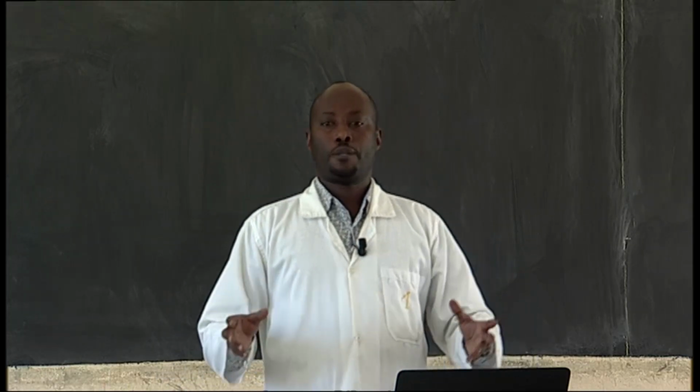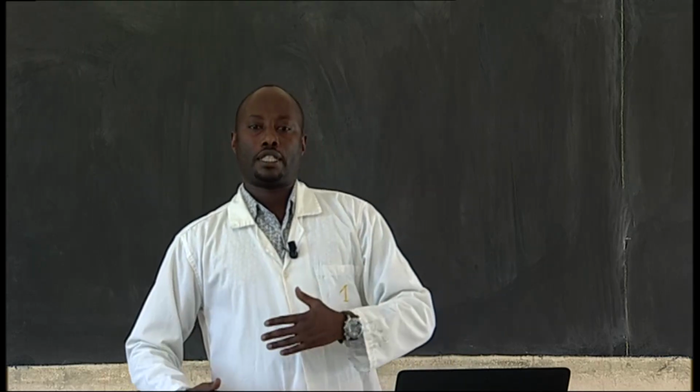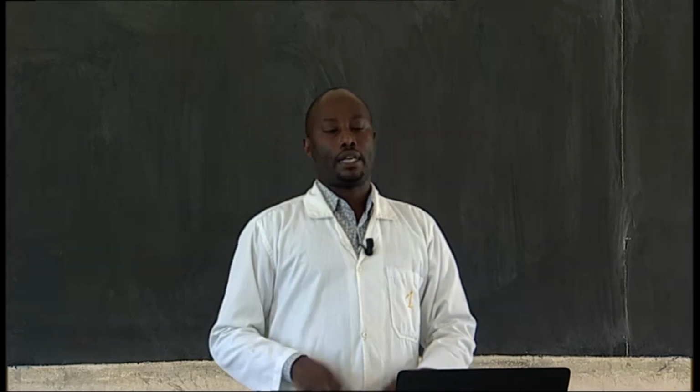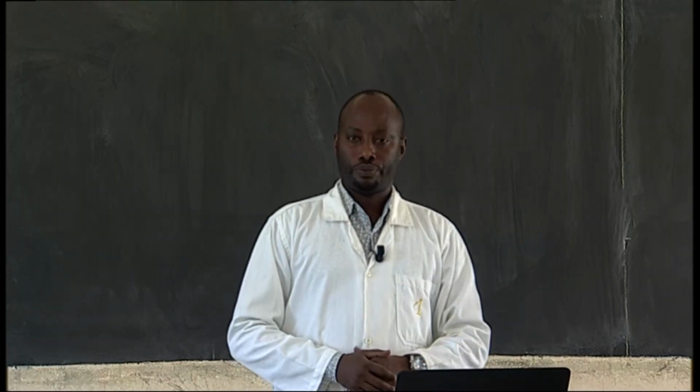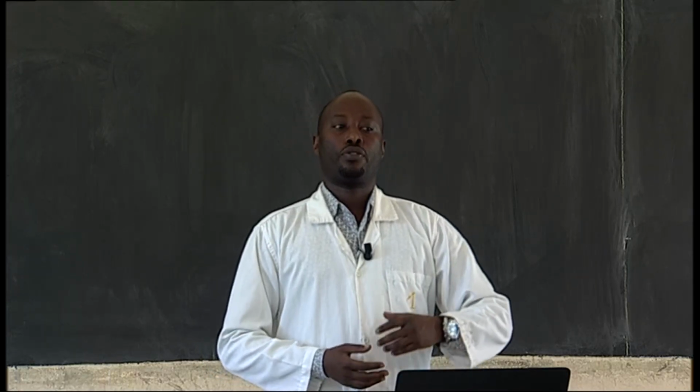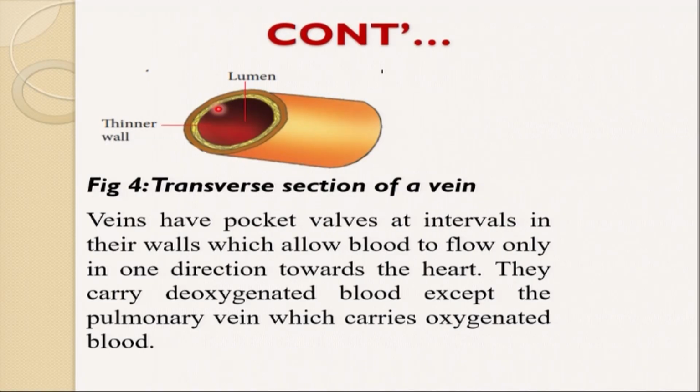Veins have pockets. If the blood is flowing from the legs going to the heart, the blood cannot go back. It has to move in a single direction. So veins have pockets, or valves, at intervals in their walls, which allow blood flow in one direction towards the heart. And it means the blood has to move in one direction, not going back.